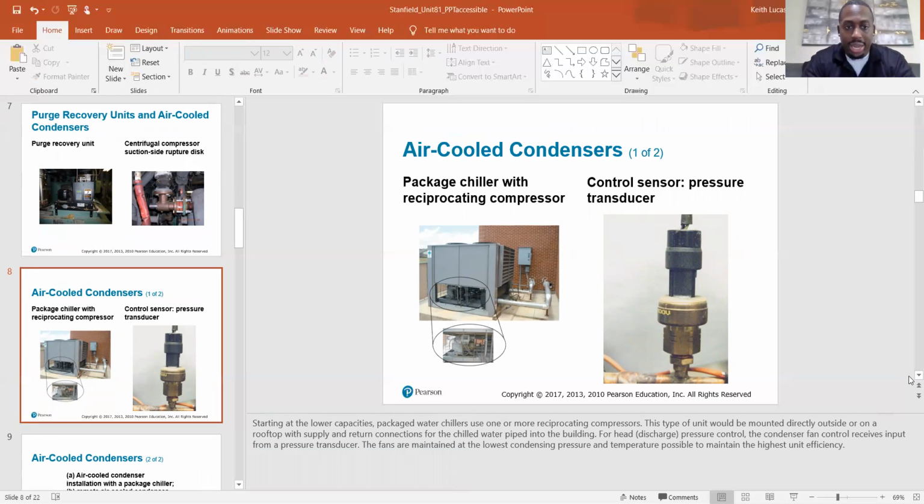Air-cooled condensers. Starting at the lower capacities, packaged water chillers use one or more reciprocating compressors. This type of unit would be mounted directly outside or on a rooftop with supply and return connections for the chilled water piped into the building. For head pressure control, the condenser fan control receives input from a pressure transducer. The fans are maintained at the lowest condensing pressure and temperature possible to maintain the highest unit efficiency.